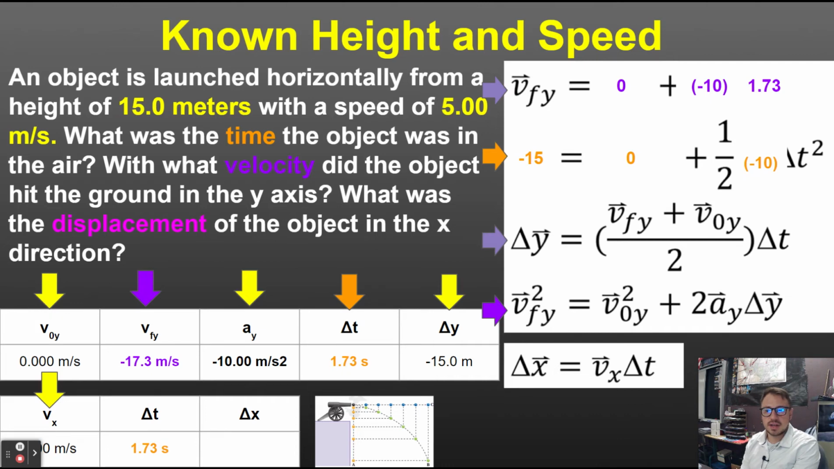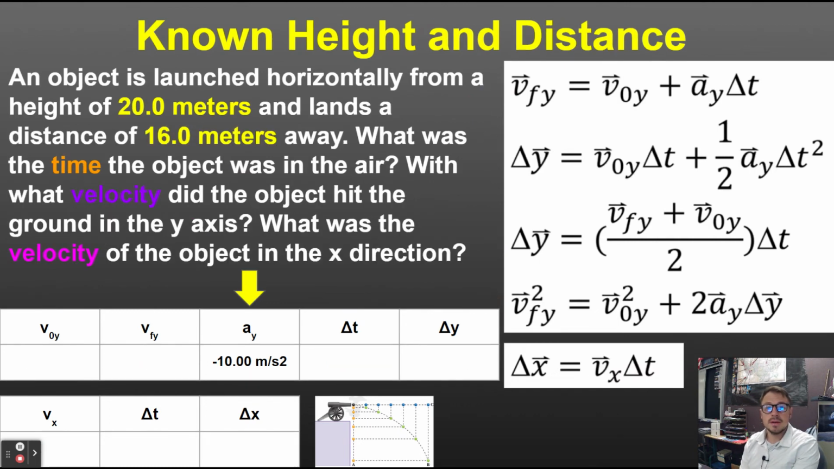And you can see I have the final velocity in the y direction. Now let's solve for how far did it travel, the displacement in the x direction. So I just plug it in my one equation that has the x variable. So I just multiply the velocity in the x direction times the time, and I get how far it went, 8.65 meters. All right, now let's do the known height and distance.